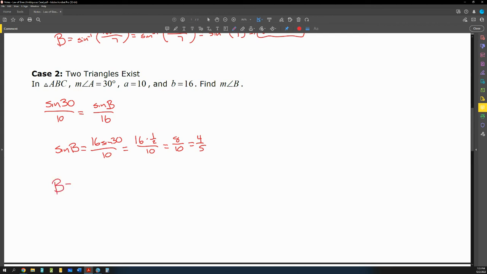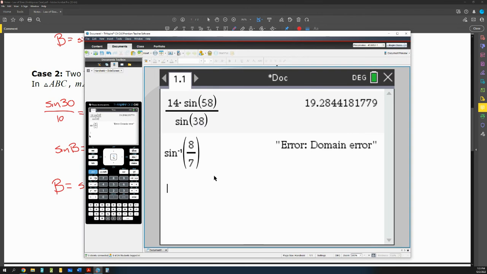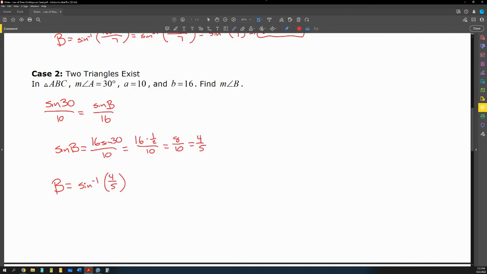So b is equal to the inverse sine. You take the inverse sine of both sides. The inverse sine of 4/5. Okay? Let's go ahead and plug that into our calculator. Now, 4/5 is less than 1, so we are expecting an answer here. So hitting the inverse sine of 4/5, we get about 53.130.